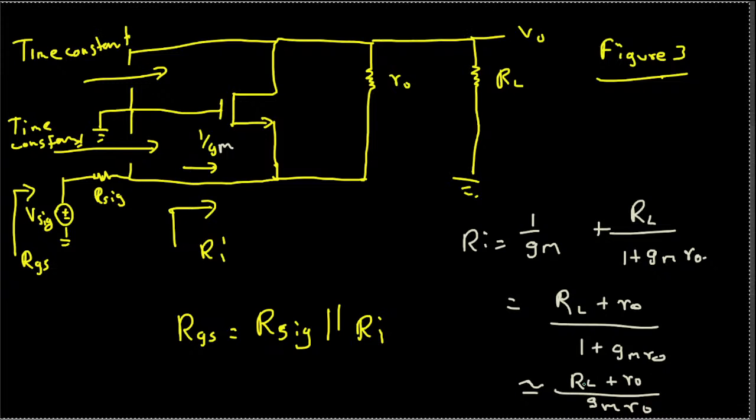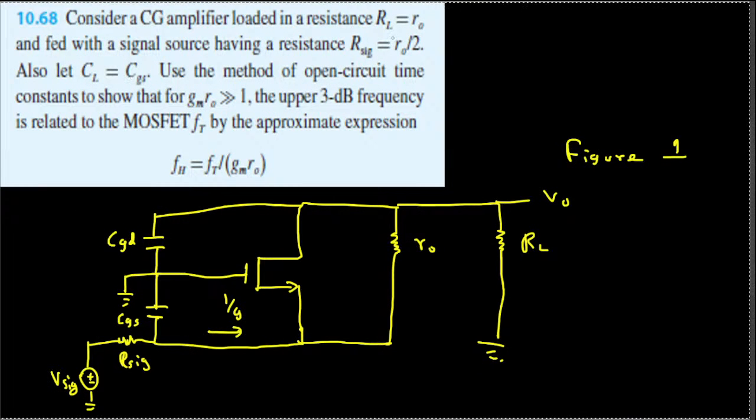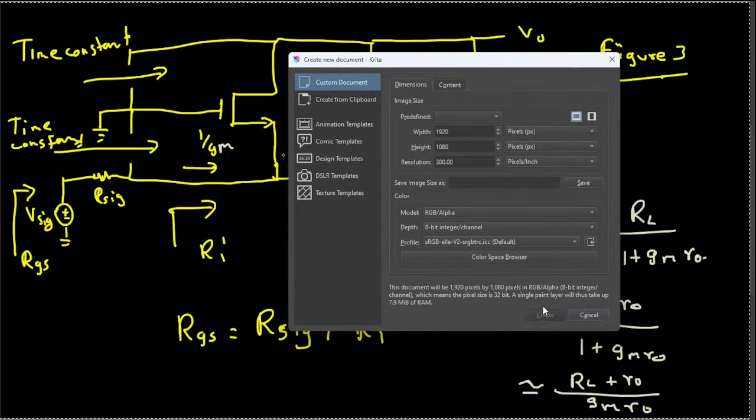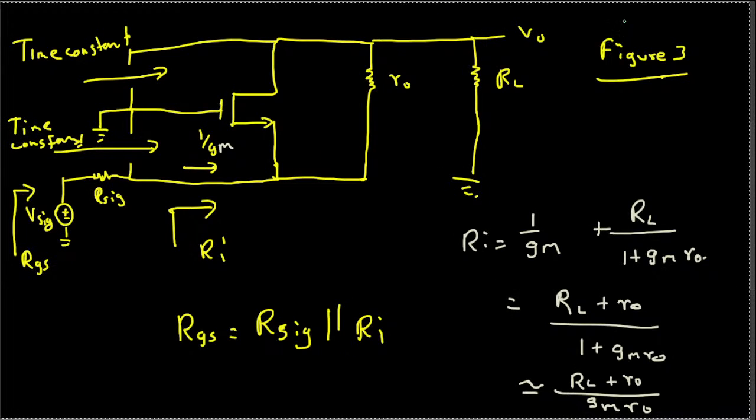Okay, and RL is equal to RO as mentioned in the question. They have said that RL is equal to RO, which means this is also RO, then RO plus RO divided by gmro, which is 2RO divided by gmro. So let's bring it to the next page. So this input resistance is nothing but 2RO over gmro, and here RO cancels, then this becomes 2 over gm, and that is the input resistance.